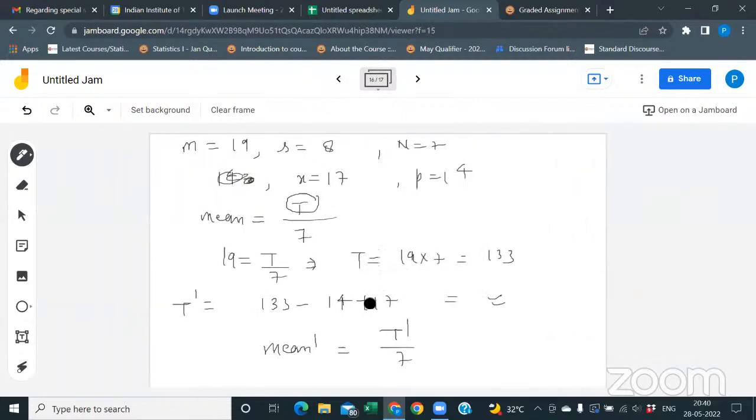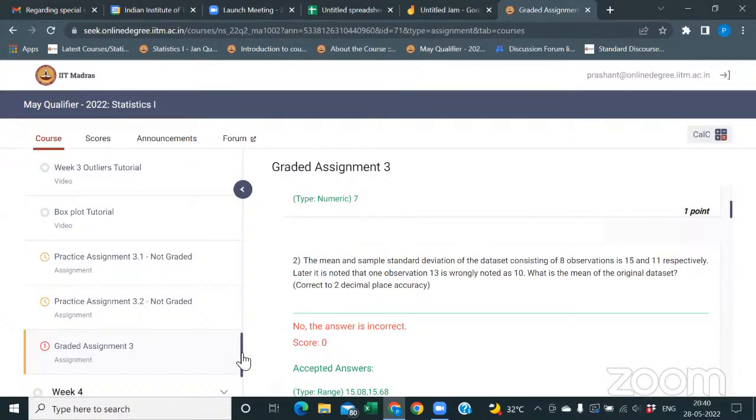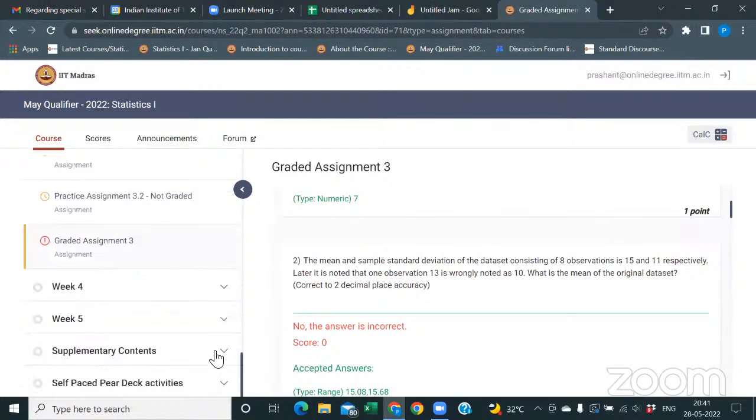I'm just taking a screenshot so that I can do that by myself later on. Okay, you can do that. And also you can go through the solution PDF of the week 3 graded assignment. The PDF is there. You have to go to this supplementary content.